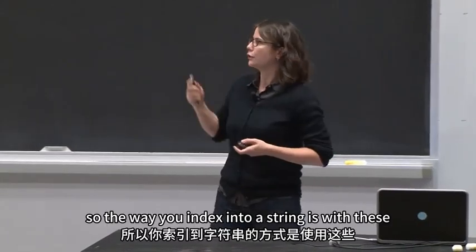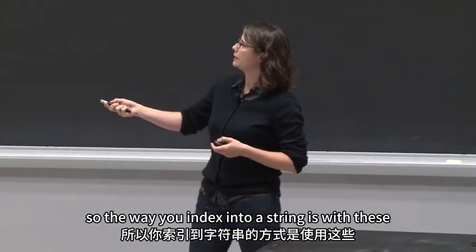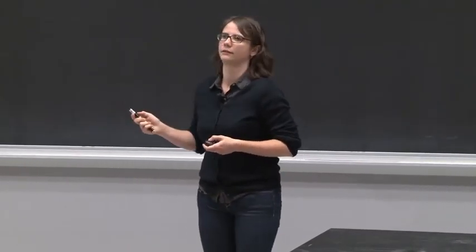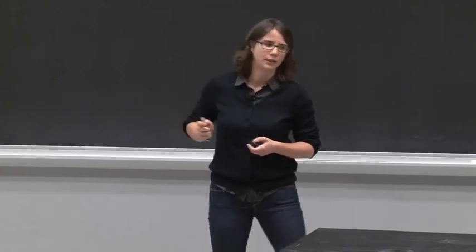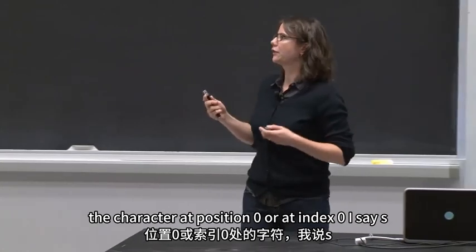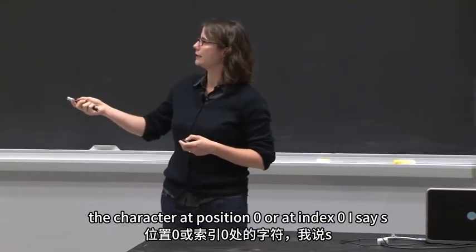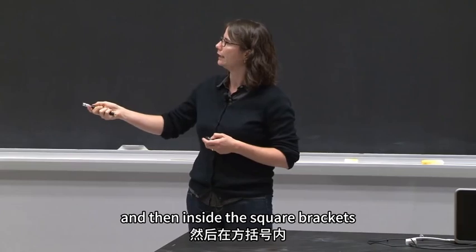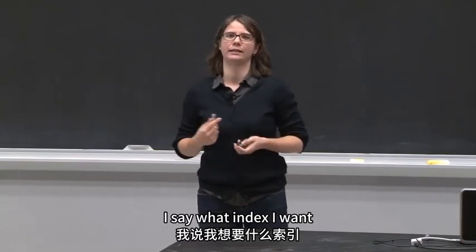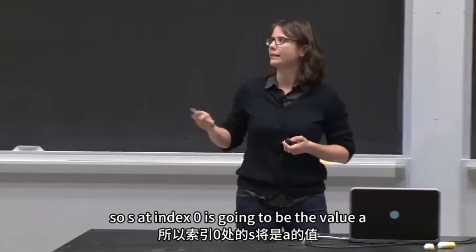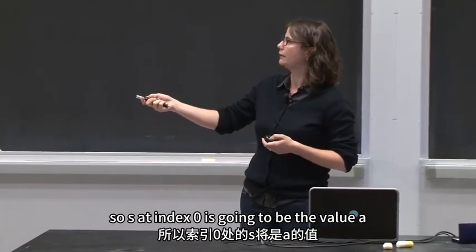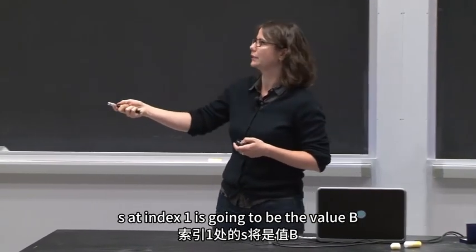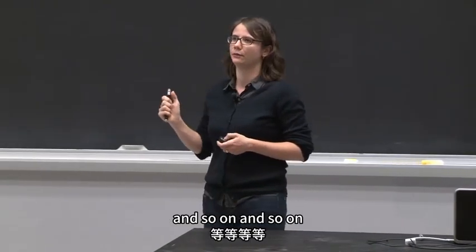The way you index into a string is with square brackets, and this is the notation. If I want the character at position 0, or at index 0, I say s, which is the string I want to index into, and then inside the square brackets, I say what index I want. So s[0] is going to be the value A. s[1] is going to be the value B, and so on and so on.